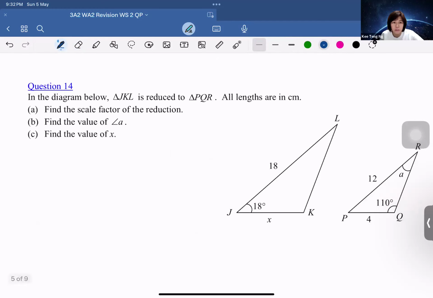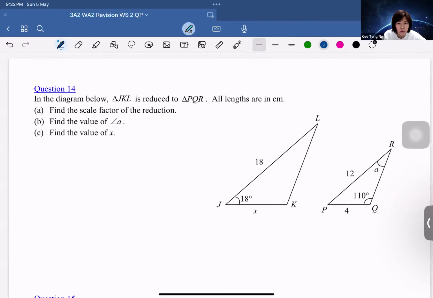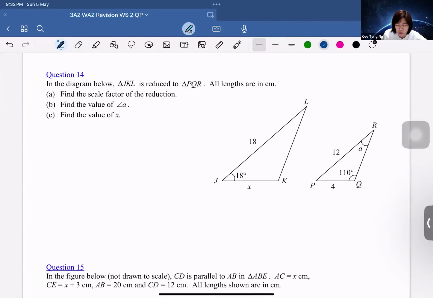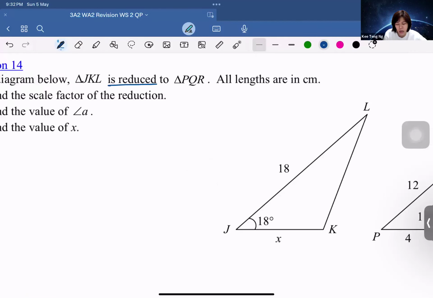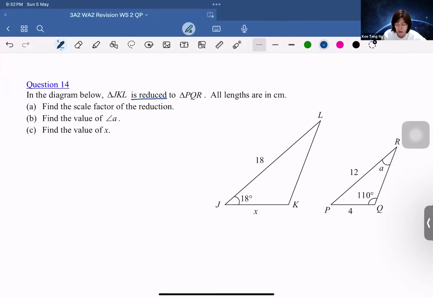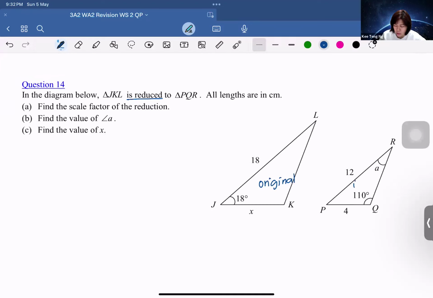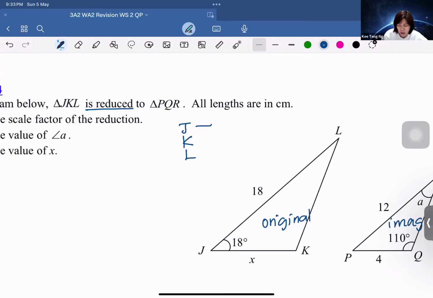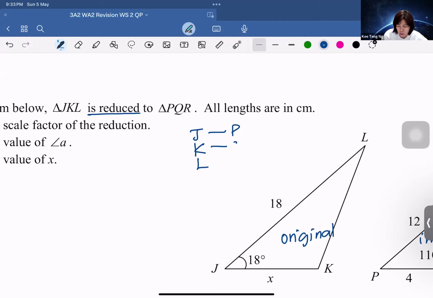Question number 14: in the diagram below, JKL is reduced to PQR. JKL, the big one, is the original. Reduced to, so the small one will be the image. As usual, I like to match the points. JKL matches with PQR.